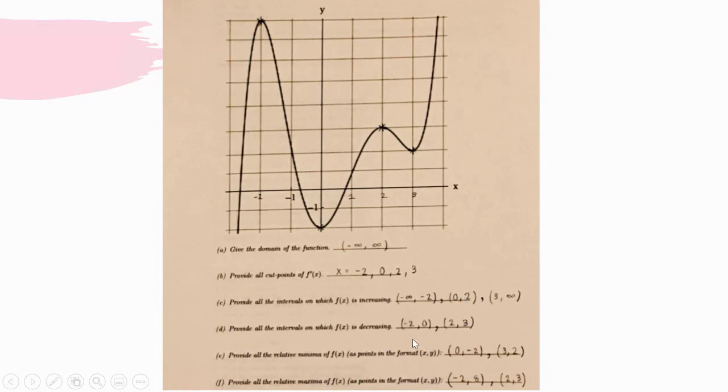So we kind of answered both those questions there. So now we want to find all the relative minimums. We already established that at 0 there's a minimum, and your y value here is -2. And then at (3, 2), that's another minimum. And then your maximums are at (-2, 8) and (2, 3).